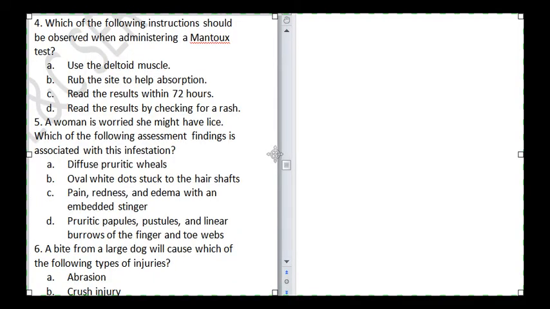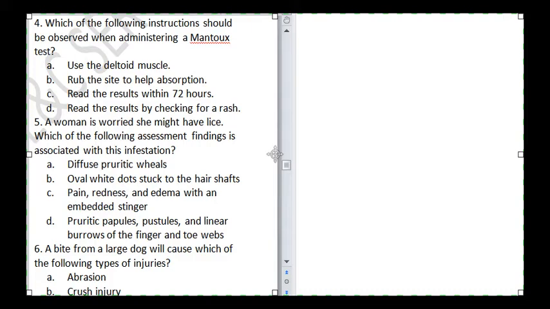Next, number 4. Which of the following instructions should be observed when administering the Mantoux test? A, use the diluted muscle. B, rub the site to help absorption. C, read the results within 72 hours. Or D, read the results by checking for a rash.